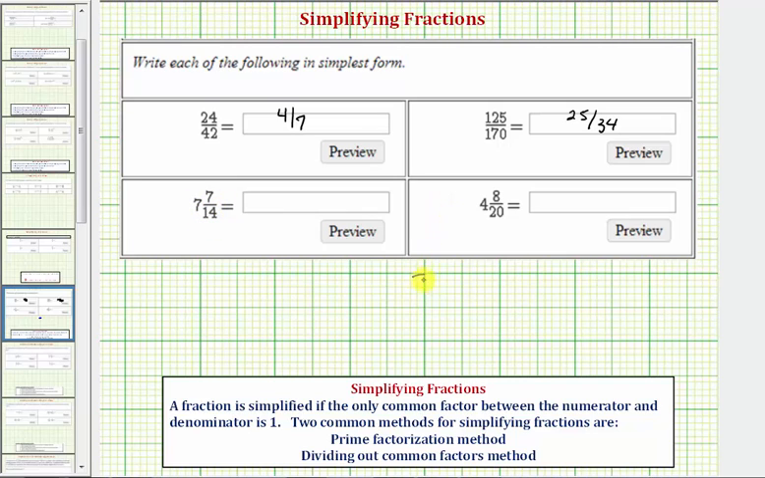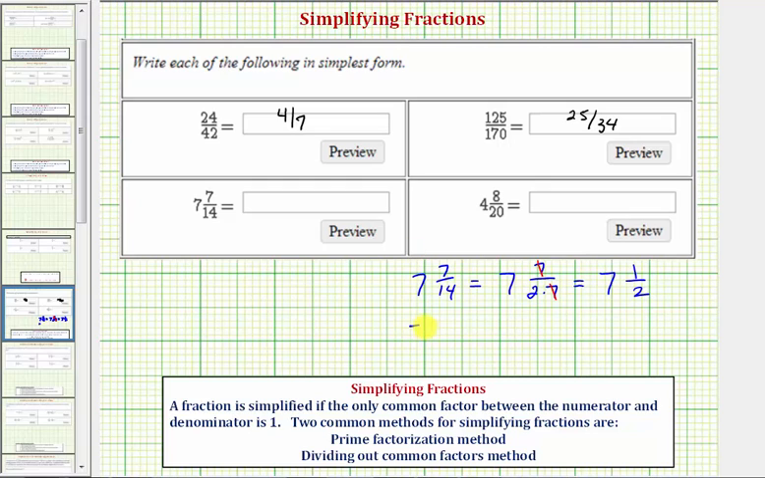So for 7 and 7/14, using the prime factorization method, notice how 7 is already prime. So we leave 7 as 7. 14 is equal to 2 times 7. Notice how there's a common factor of 7 between the numerator and denominator. 7 divided by 7 is equal to 1. So be careful here. We have 7 as the whole number, and the fraction is 1/2, 1 over 2. These factors are not disappearing, they're simplifying to ones.